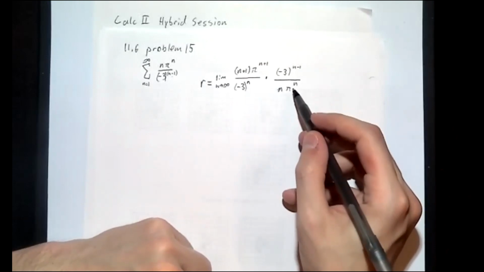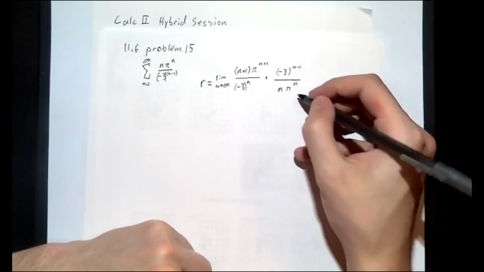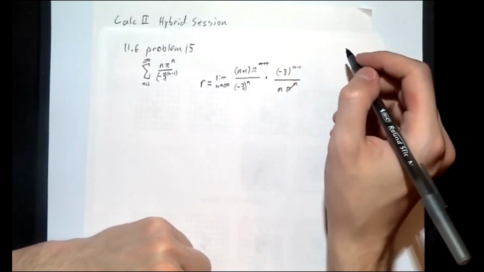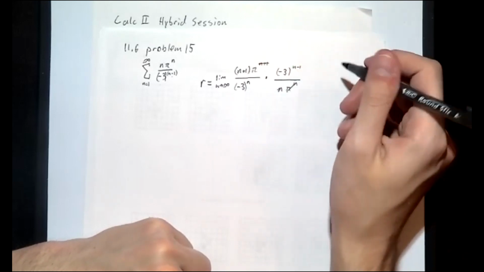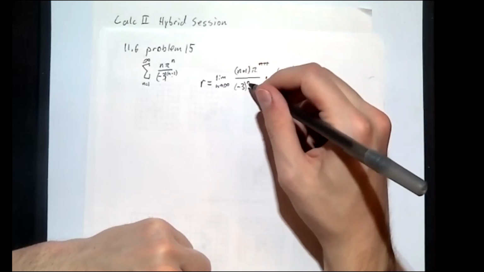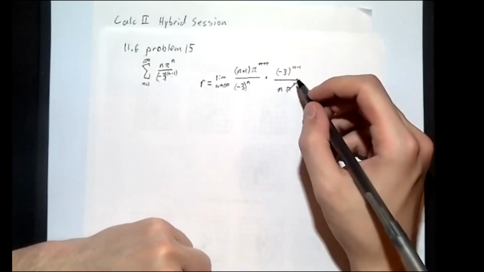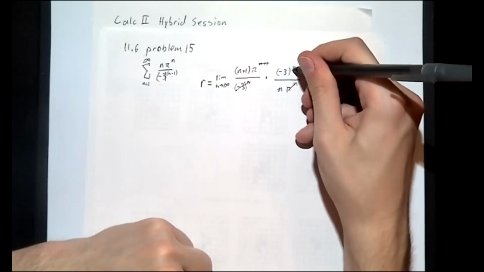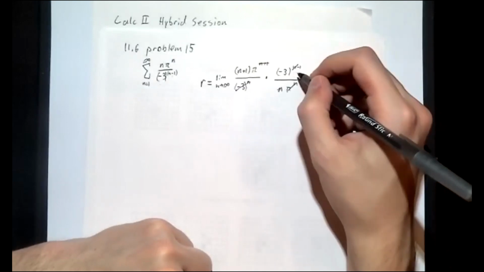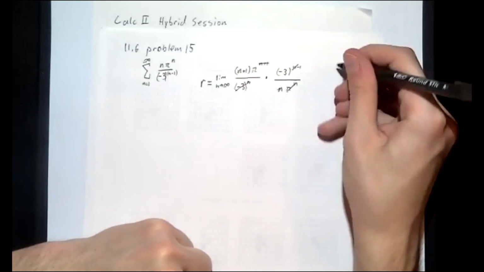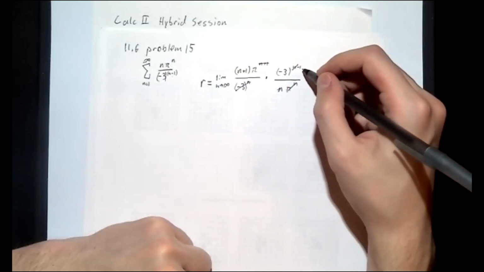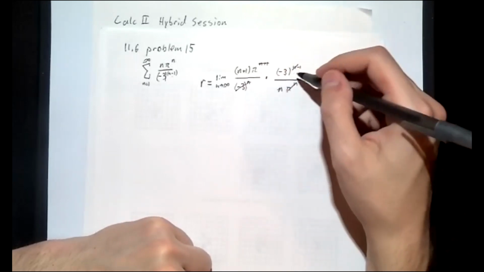So right away, we have pi to the n plus 1 over pi to the n, which cancels. We're left with just pi on top. And then here we have n plus 1 over n, so we can simplify that. And then we have negative 3n minus 1 over negative 3n. So negative 3n cancels, and we're left with negative 3 to the negative first. I guess I could have also just left the negative 3 on the bottom.